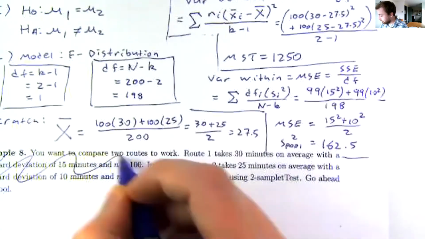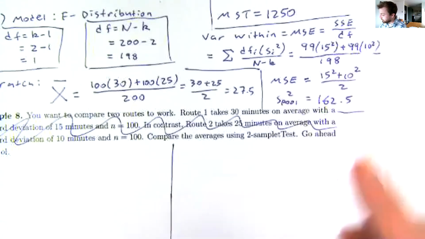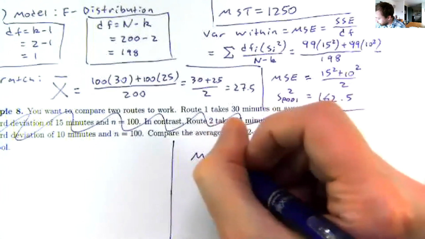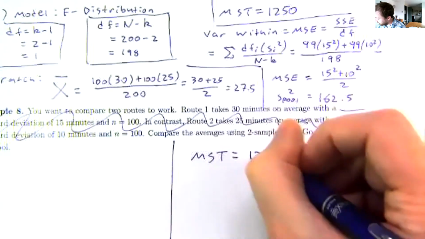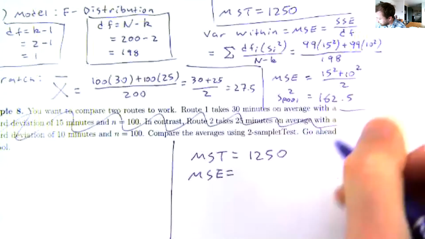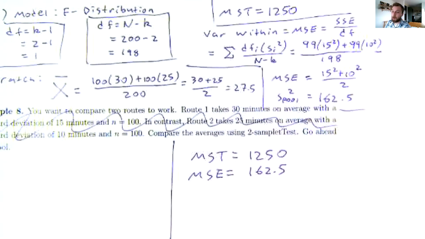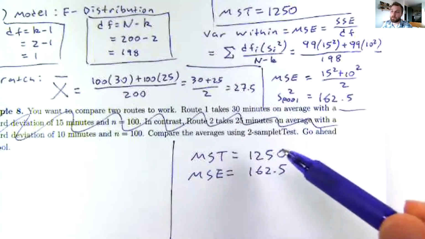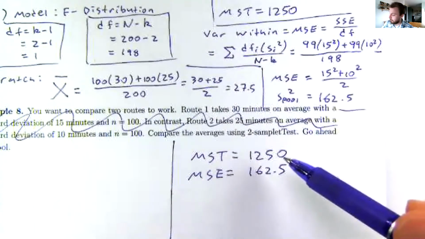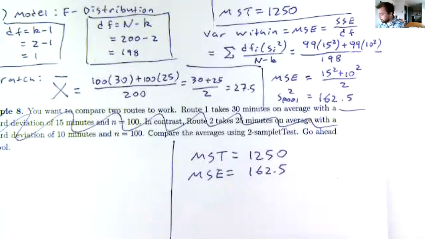I'm going to ignore example 8 here, and instead keep going with this calculation. Reviewing what I have so far, I have an MST of 1250. I have an MSE of 162.5. So I spent 1,250 of my variation, and I was allowed to spend 162.5. It feels like I'm over budget a little bit.